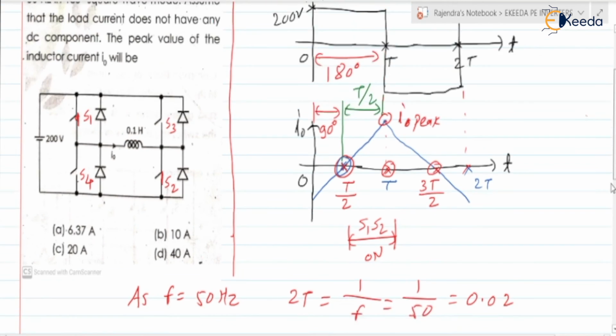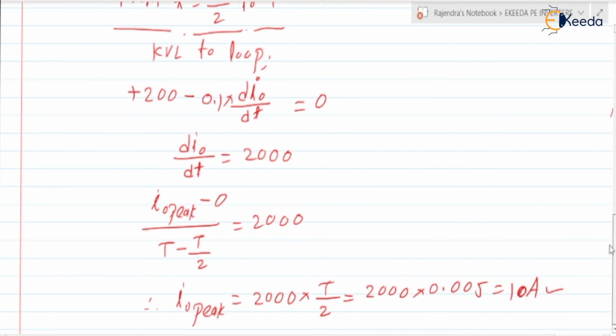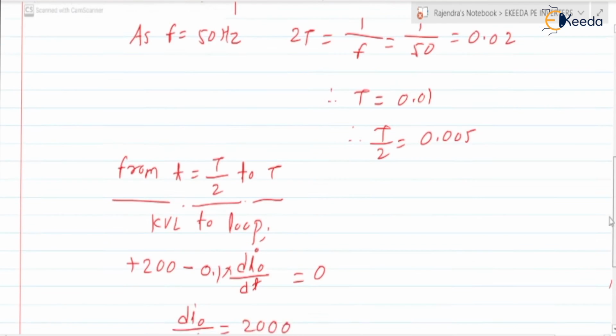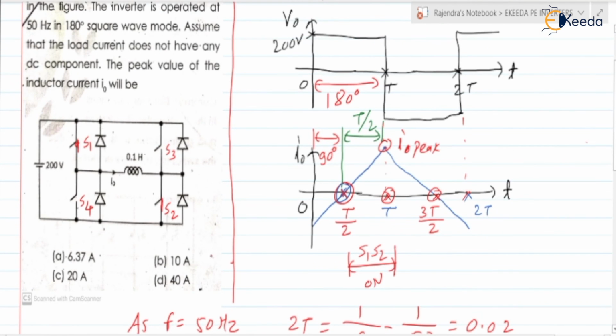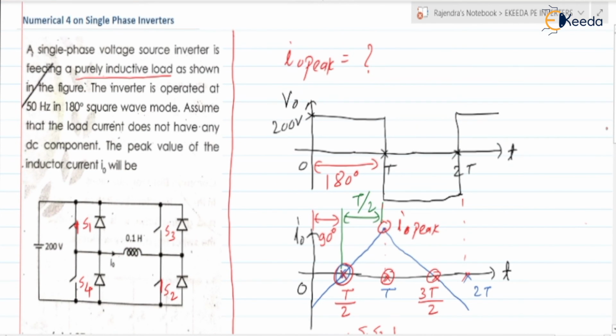So the correct answer is 10 ampere. Is this clear? This is about numerical number 4 related to single phase inverters. In the next video we are going to discuss the fifth numerical.